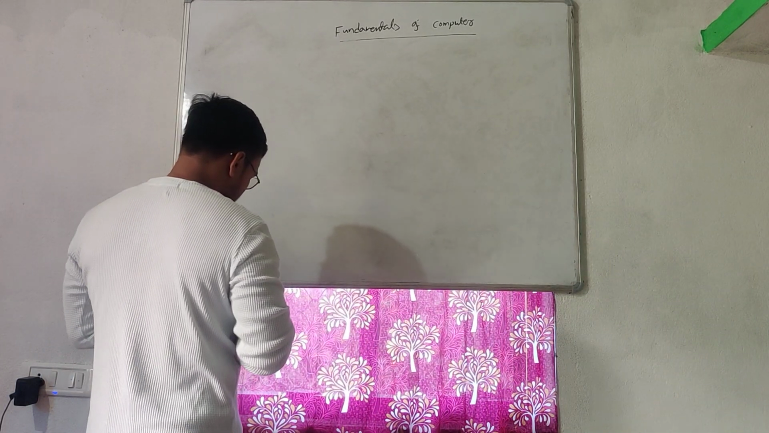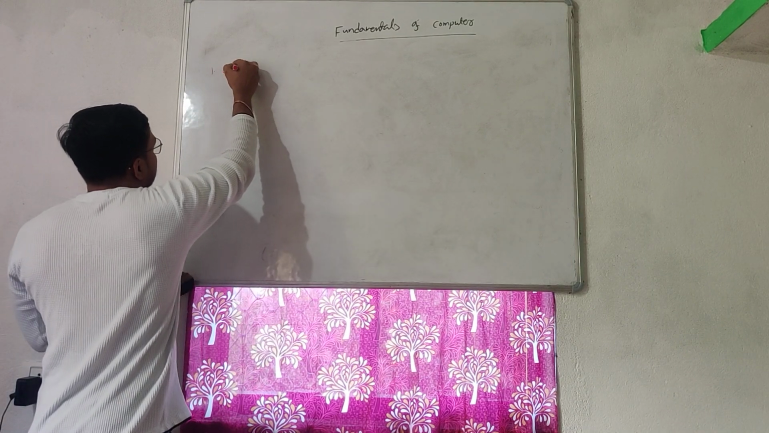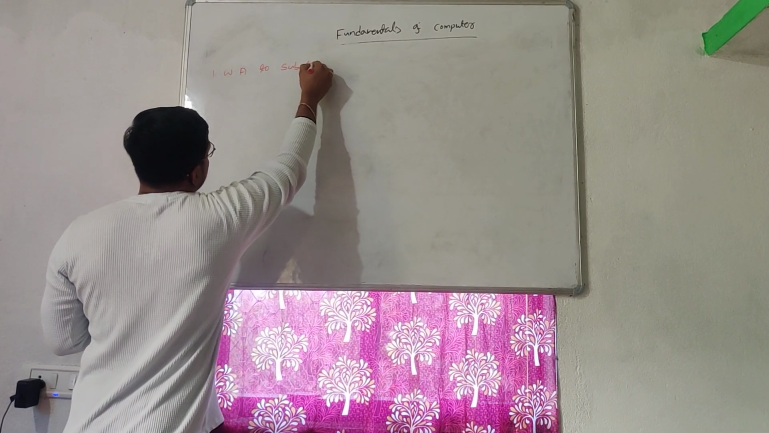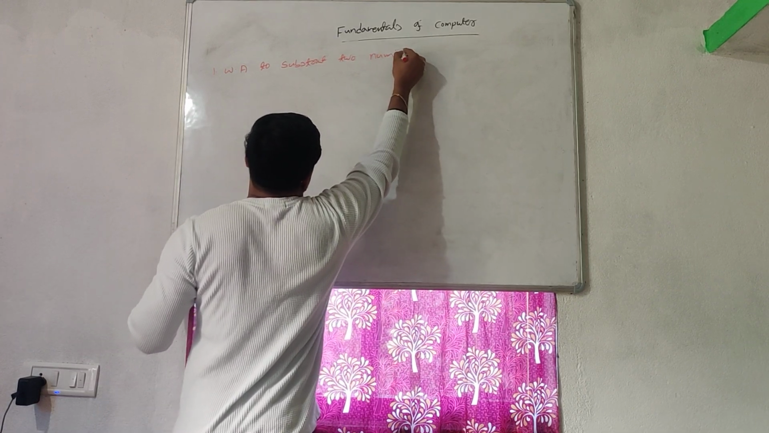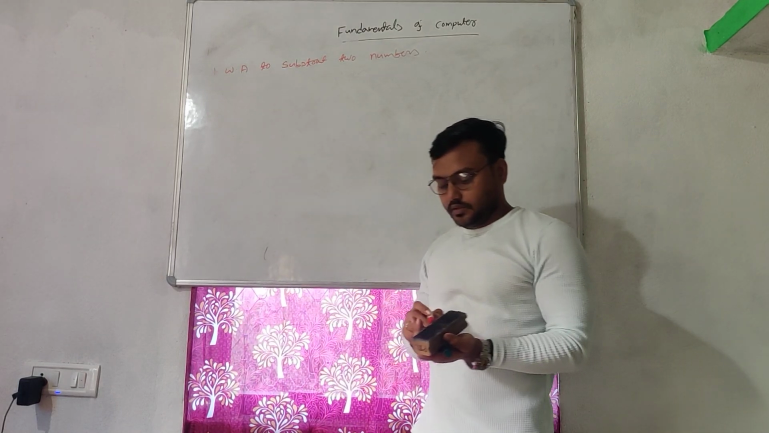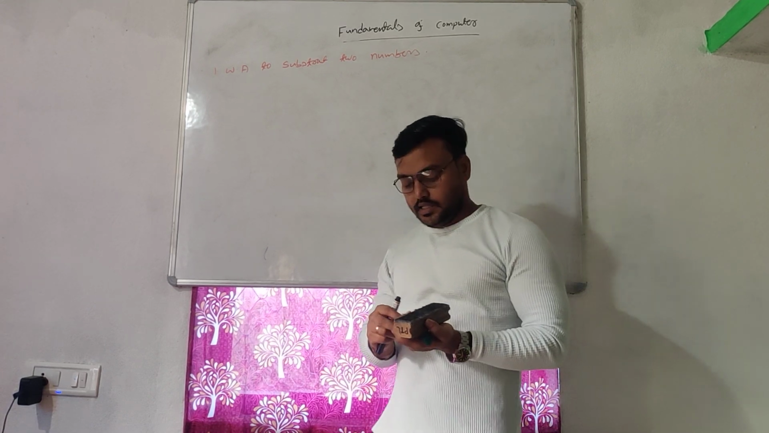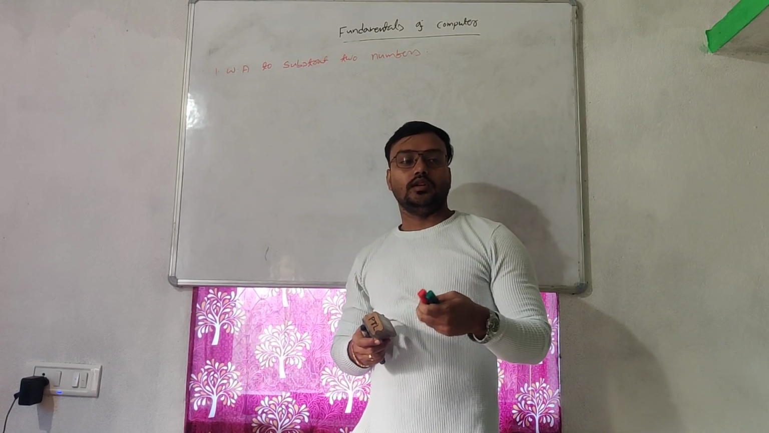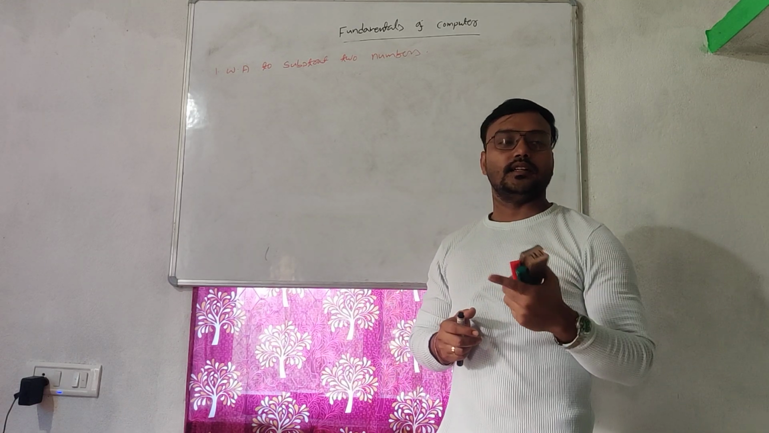So what was the question? The question was: write an algorithm to subtract two numbers. Okay, subtract two numbers. Just to recap, if you remember, we discussed what an algorithm is. An algorithm is nothing but the step-by-step process through which we will complete the task, and that is written in plain English language. Okay.